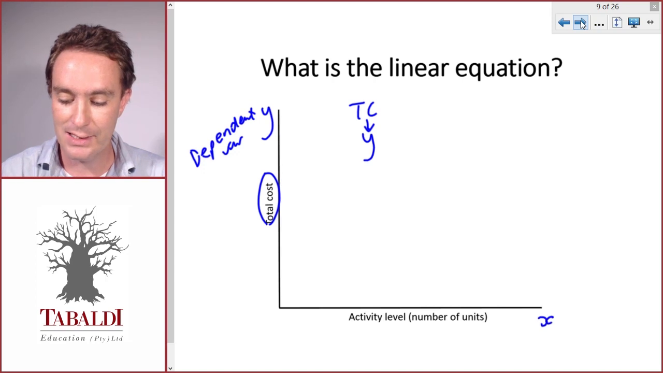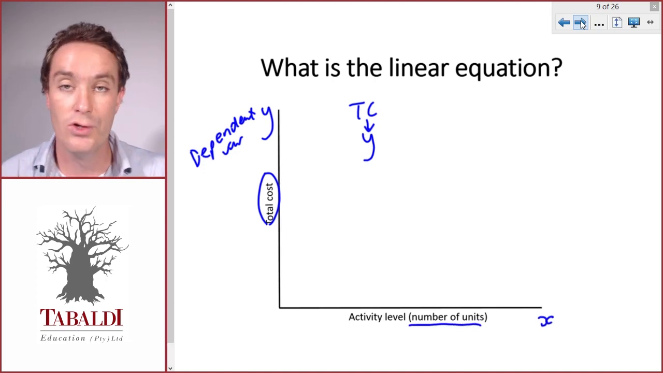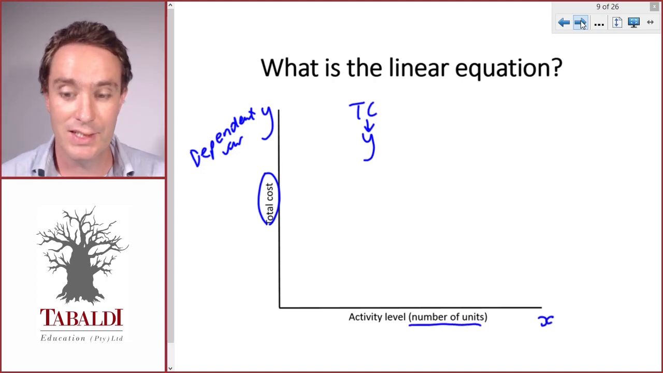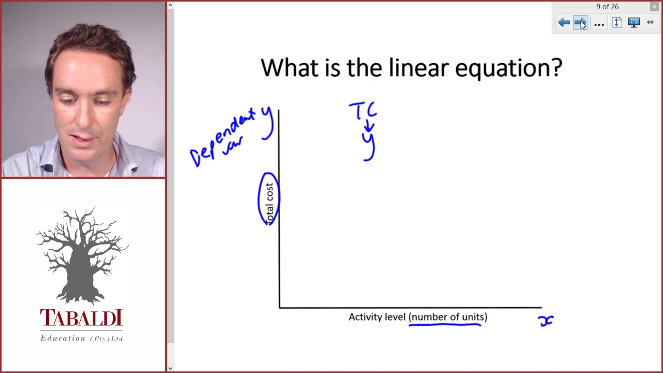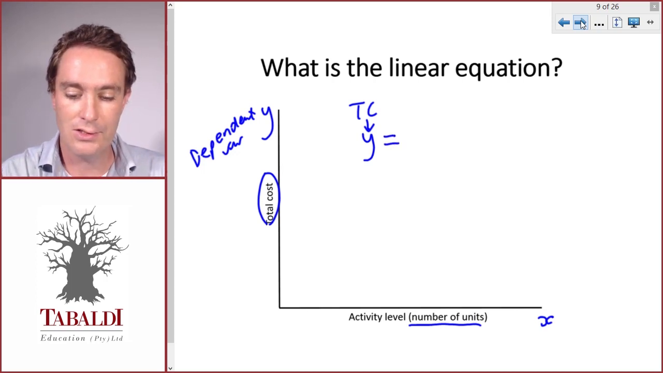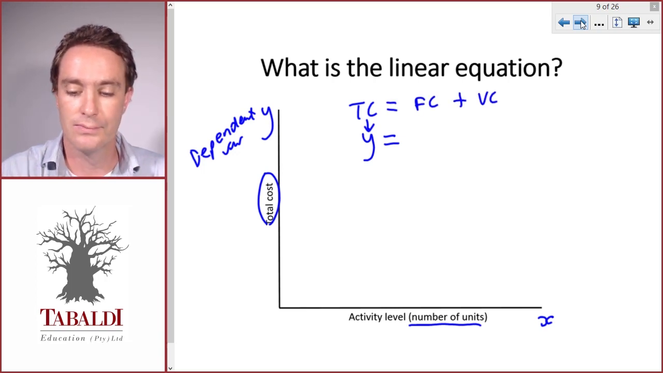And then the x-axis is the number of units. So that's our activity level. So y is our total cost. So y equals, and we know it will be our fixed cost plus our variable cost. So that will be total cost.